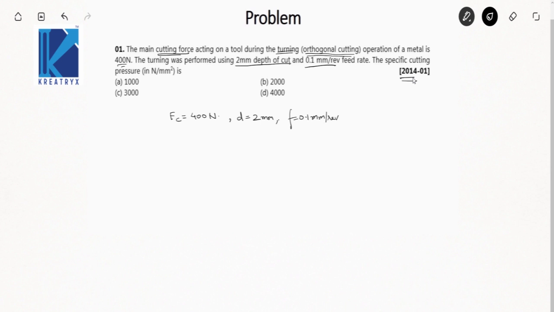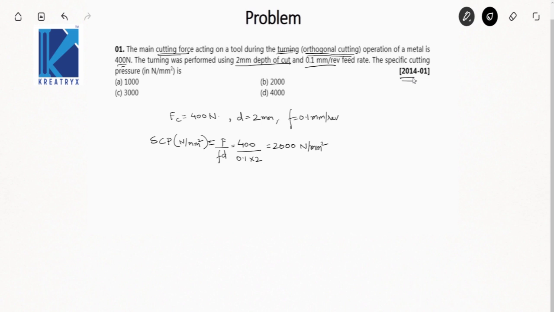So what they are asking is the specific cutting pressure. I am writing in small form SCP. SCP stands for specific cutting pressure, and the unit in which they are asking is Newton per mm square. So specific cutting pressure can be calculated by a simple formula, that is F by small f d, and we are given all the values, that is F is 400, small f is 0.1 and small d is 2. So on putting all the values and calculating, we get the answer as 2000 Newton per mm square.